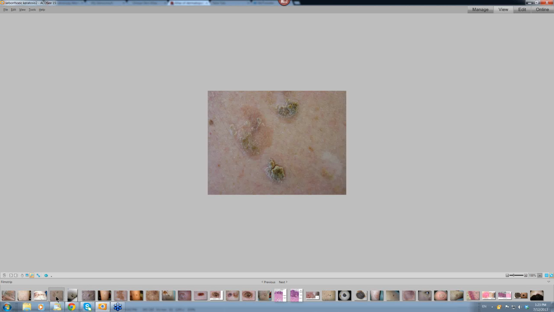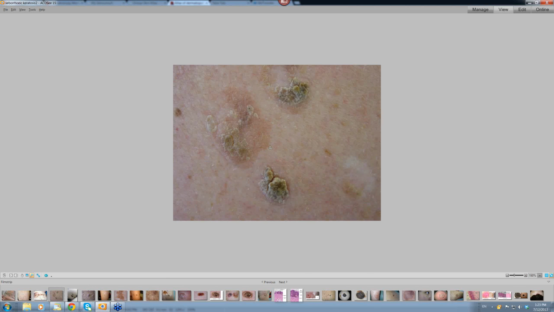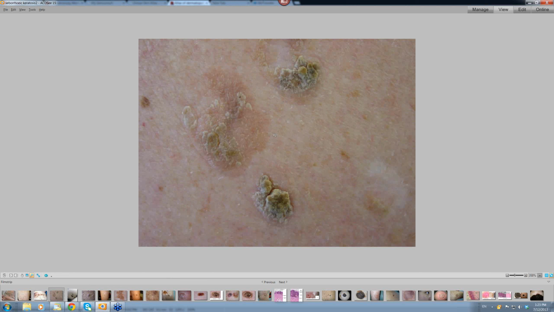A couple of other pictures. There's a very typical seborrhoeic keratosis. The stuck-on material as well. There's no real depth to these, and this will be reflected in the histopathology. You can often peel off parts of the superficial crust here.